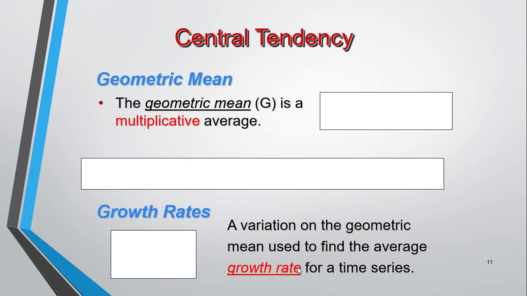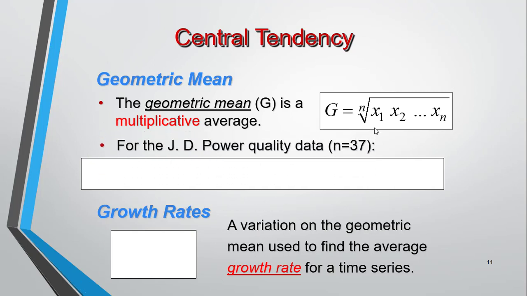And yet another measure of central tendency is called the geometric mean. The one we just discussed, the other mean, is the arithmetic mean, or just mean. The geometric mean, or G, is the multiplicative average. How do you calculate that? You use all the observations, x1, x2, x3, all the way to xn. You multiply them, and then you find the nth root, and that's your geometric mean.